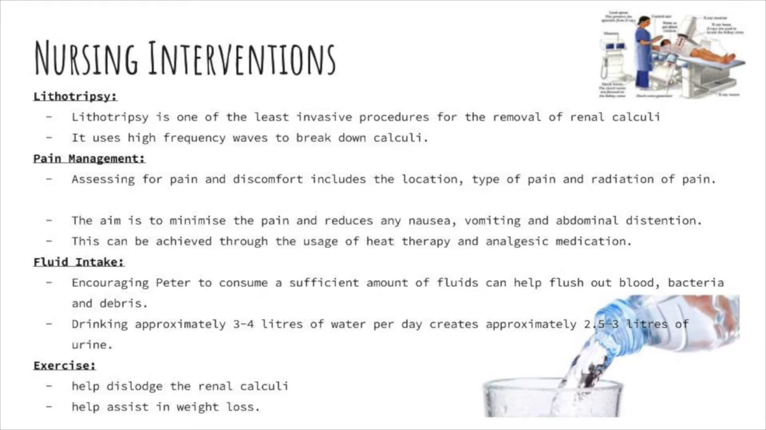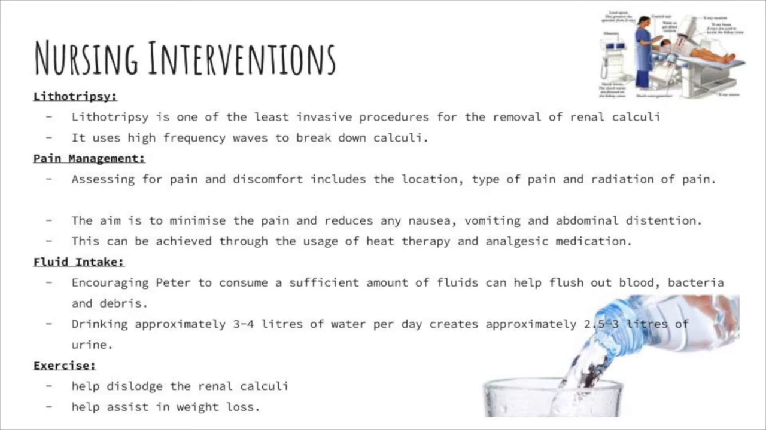Fluid intake. Determining Peter's normal voiding patterns can establish any changes in voiding. Peter may experience a more frequent need to void as the kidney stone can cause excitability of the nerves. Encouraging Peter to consume a sufficient amount of fluids can help flush out blood, bacteria and debris. Drinking approximately 3 to 4 litres of water per day corrects approximately 2.5 to 3 litres of urine.